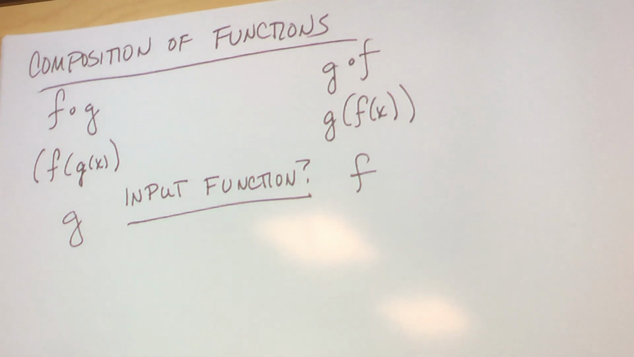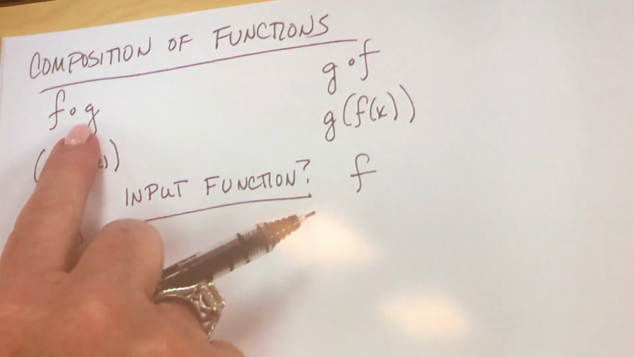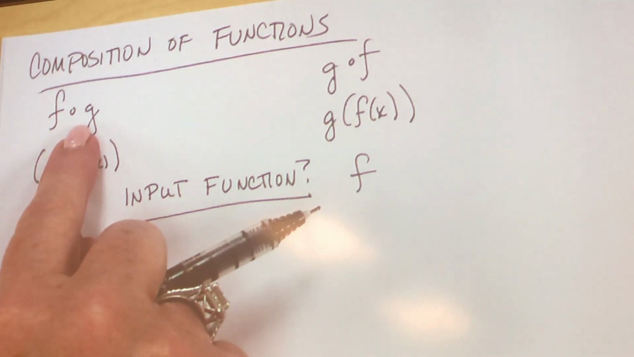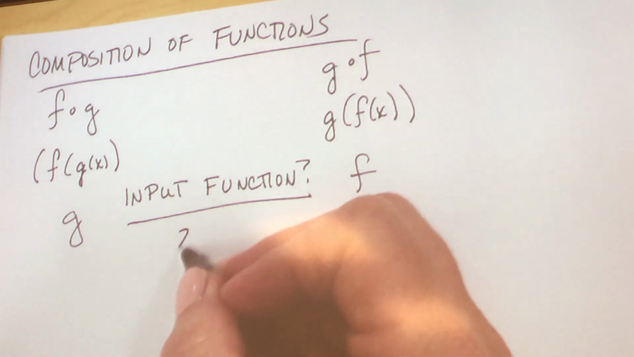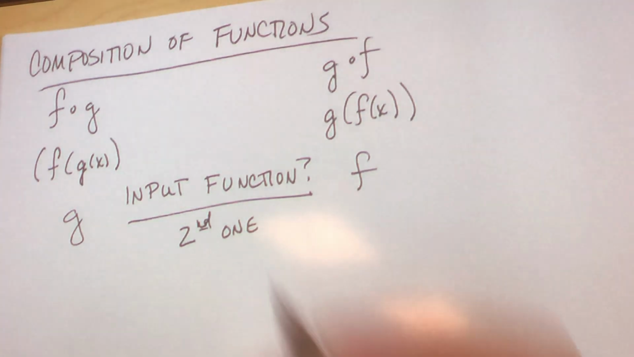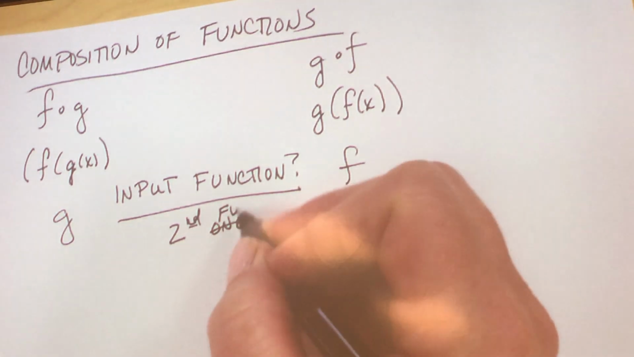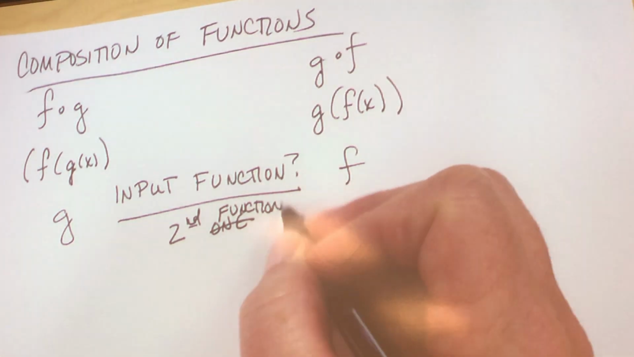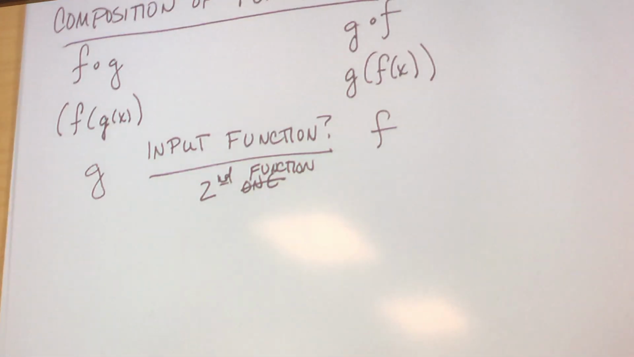Domain. Which one? Domain. No. The one with X. Range. What if it's written like this? That's the one on the right. So the second one? Second, yeah. Okay? The second one, the second function, is the input one. All right, the second function is going to be your input function.